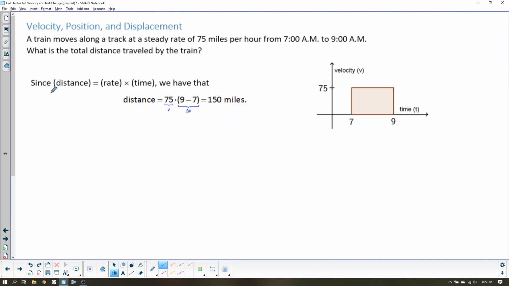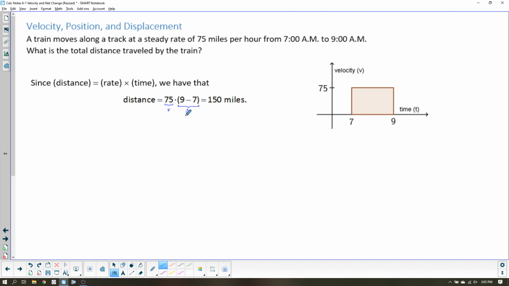So as you recall, we've seen these examples before. We have a train moving along a track at a steady rate of 75 miles per hour, so constant velocity, and it's traveling from 7 a.m. to 9 a.m., so a total of 2 hours. If we want to know the total distance traveled by the train, well, we know distance is rate multiplied by time. So distance will be the rate, which is the velocity, 75 miles per hour, multiplied by the amount of time.